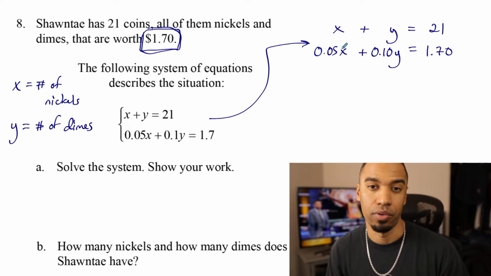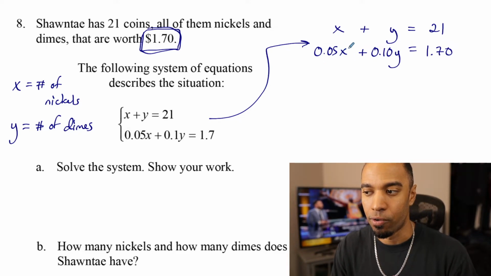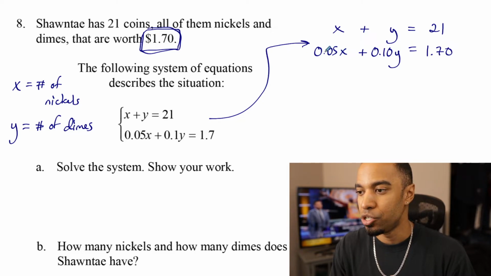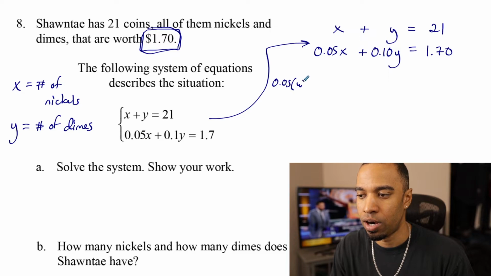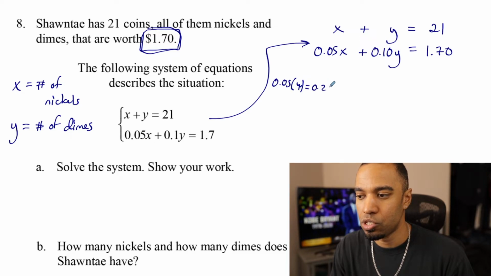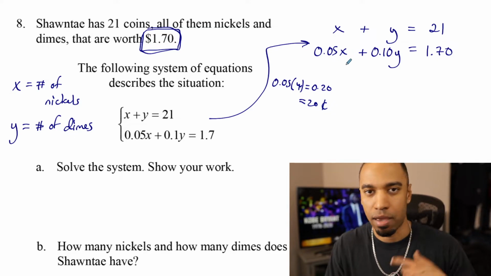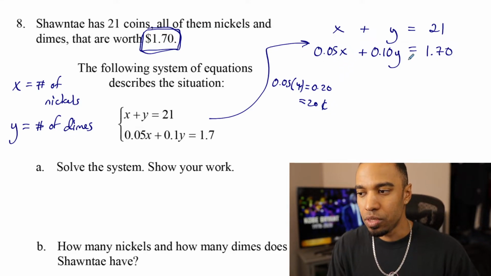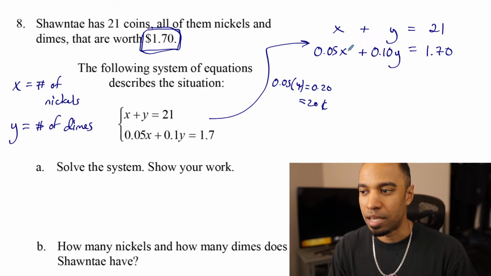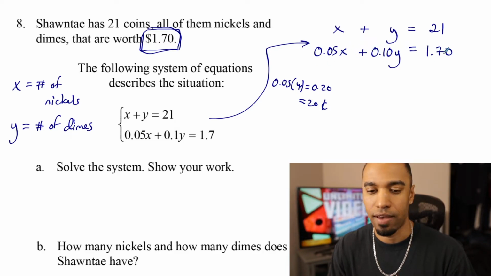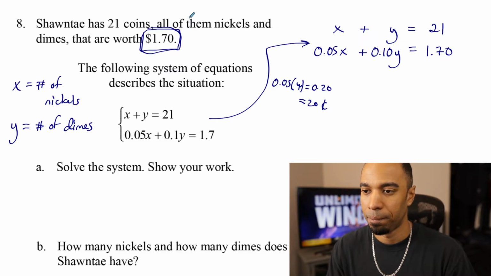Let's put it this way, and I don't know the answer. If the answer was 4, if I had 4 nickels, I'd do 0.05 times 4. 0.05 times 4 equals 0.20, which is 20 cents. That is the value of my 4 nickels that I have. So that's what this equation is representing. The value of all nickels that I have, plus the value of all dimes that I have, equals the value of all my coins in dollars here.